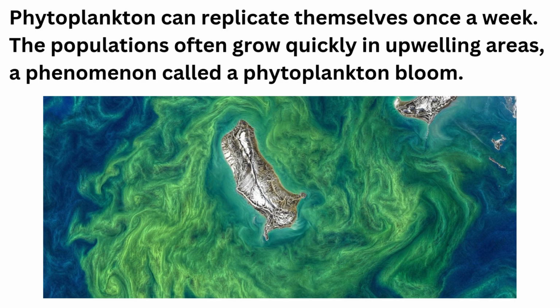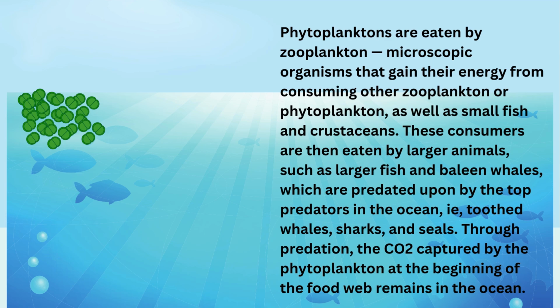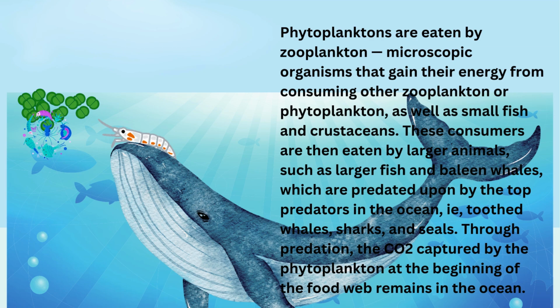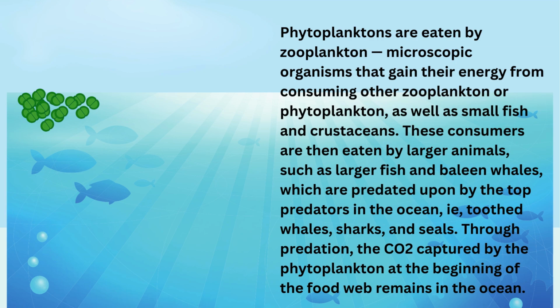Phytoplankton can replicate themselves once a week. The populations often grow quickly in upwelling areas, a phenomenon called a phytoplankton bloom. Phytoplankton are eaten by zooplankton, microscopic organisms that gain their energy from consuming other zooplankton or phytoplankton, as well as small fish and crustaceans. These consumers are then eaten by larger animals, such as larger fish and baleen whales, which are predated upon by the top predators in the ocean: toothed whales, sharks, and seals. Through predation, the CO2 captured by the phytoplankton at the beginning of the food web remains in the ocean.